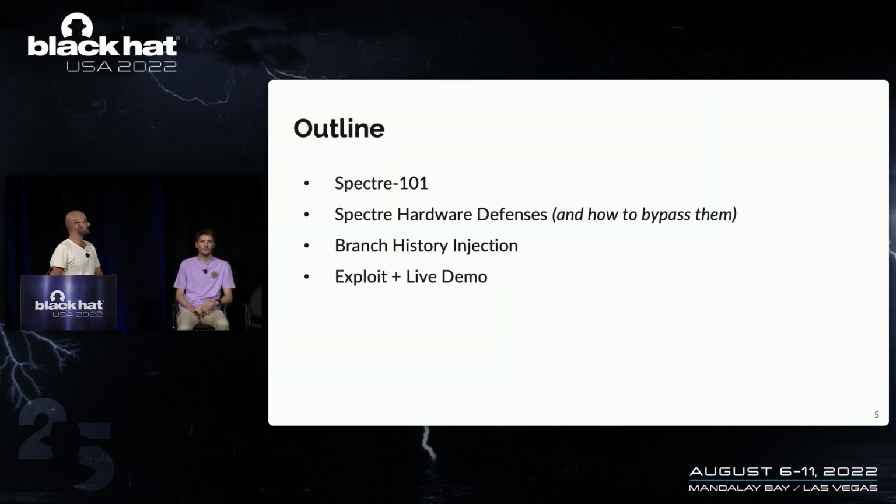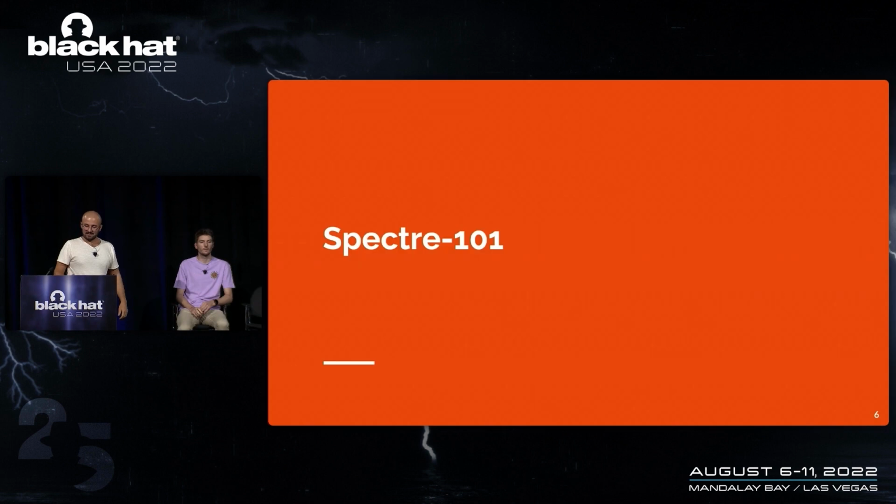So how do we split this work? I'm going to start with a presentation talking about Spectre and a bit of background on how it works. And then I will talk about these defenses that they released and also how to bypass them. And afterwards, Enrico will pick it up and we'll talk about our new primitive, which is branch history injection. And then he will talk about how we can exploit this, and we'll give also a live demo. So hopefully that's going to go well. So let's start with Spectre.